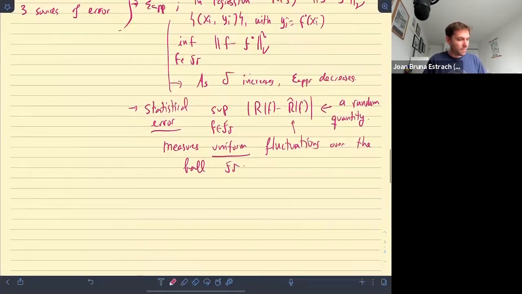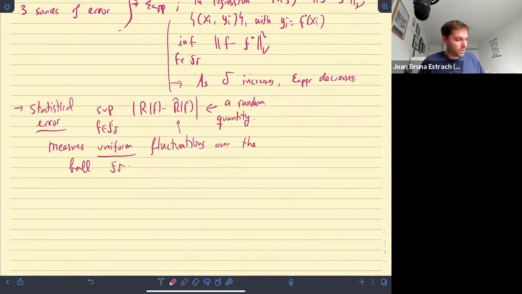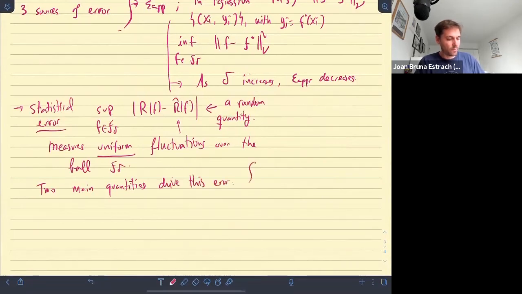Okay, and just to get some very, very basic intuition of what this statistical error is doing, let me put this over here. There are two main quantities that drive this error. One is n, which is the number of data points, and the other is delta, which is the size of the ball.